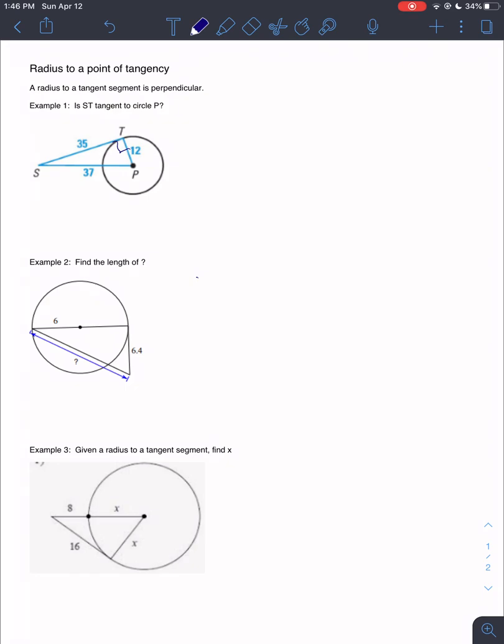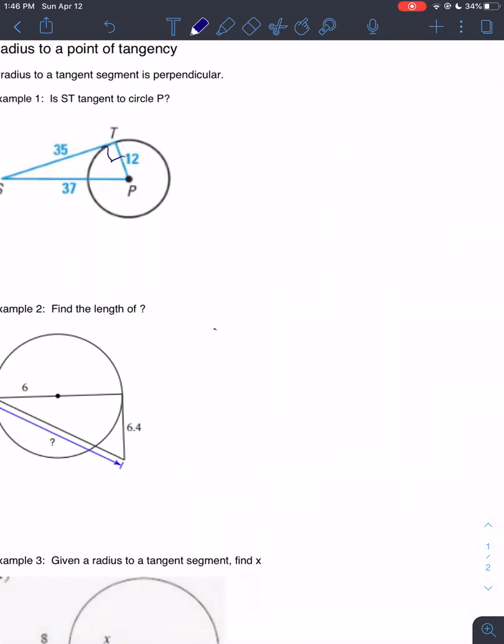We know to check to see if it's a right triangle, we're going to use the converse of the Pythagorean theorem. So let's go ahead and try that. We're going to say, is 12 squared plus 35 squared equal to 37 squared? If it works, we know it's a right triangle, therefore it's tangent.